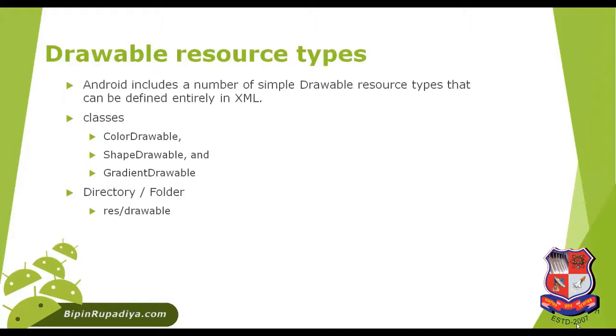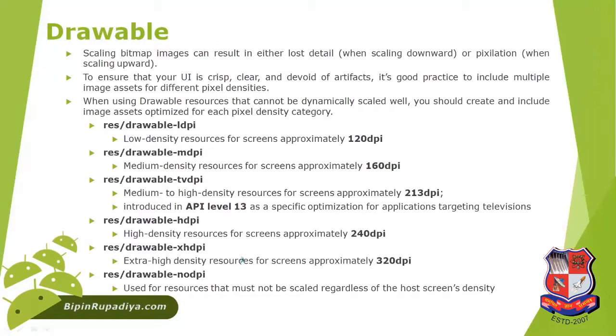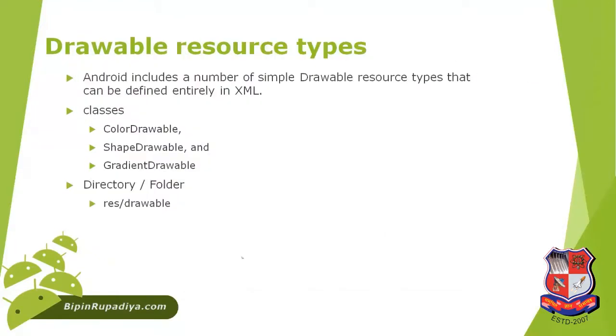Okay, in the last lecture, we just discussed the drawable directory, the different image drawable directories that we have seen. In a resource directory we have different drawables with different DPIs, and we have the detailed description of that. So let's start with the drawable resource type.